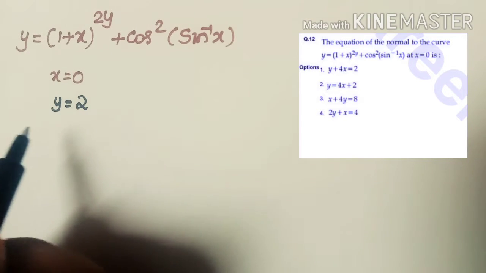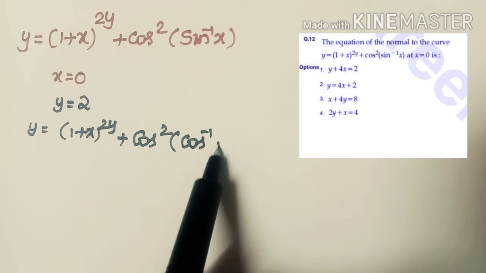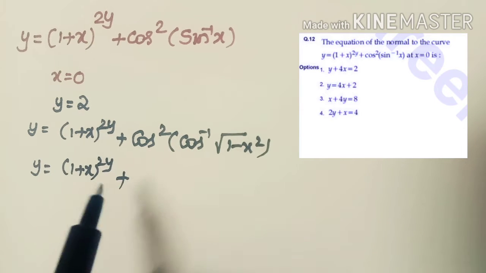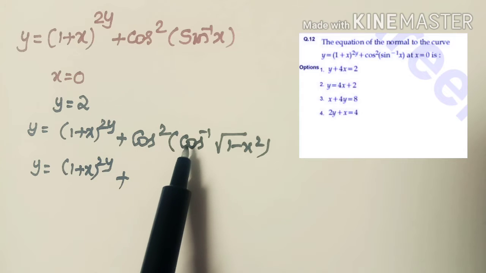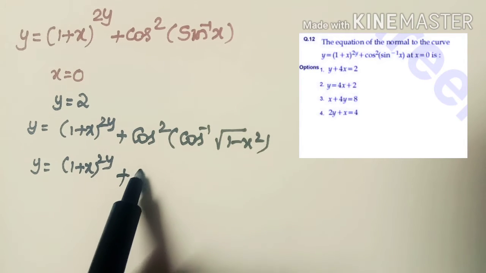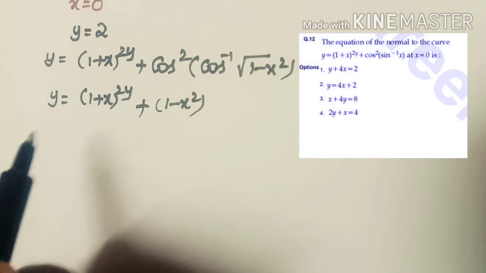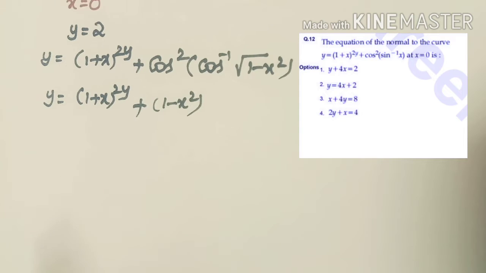And here the given function has cos²(sin⁻¹x), that is cos of cos⁻¹ of the square root of (1 − x²), whole squared. Cos and cos⁻¹ get cancelled. The remaining value, root (1 − x²) whole squared, gives 1 − x². Now this is the given function. So first we find the slope value by taking the differentiation.